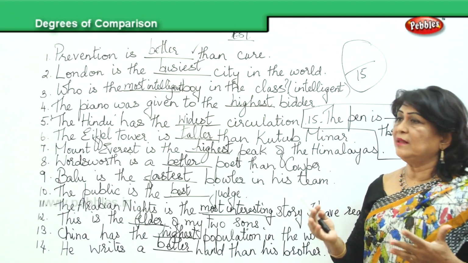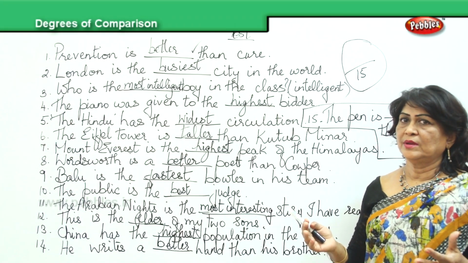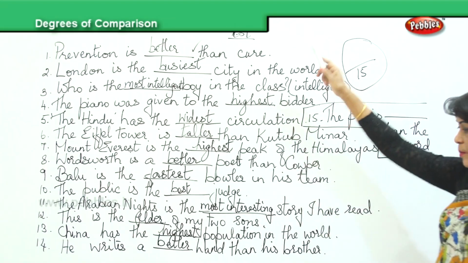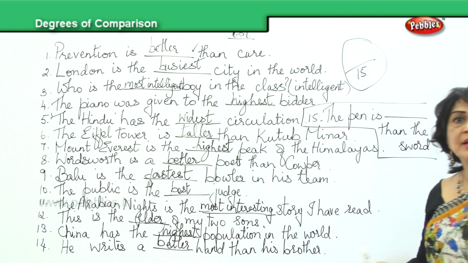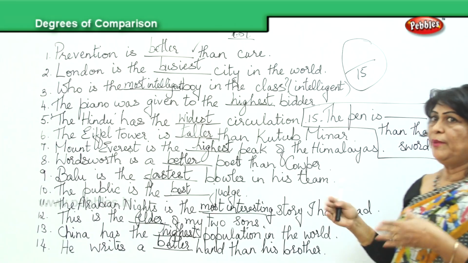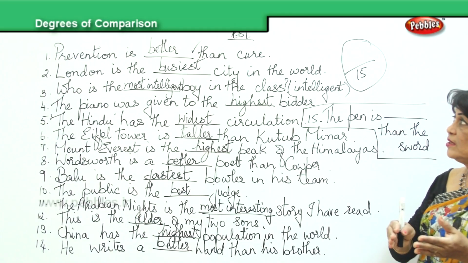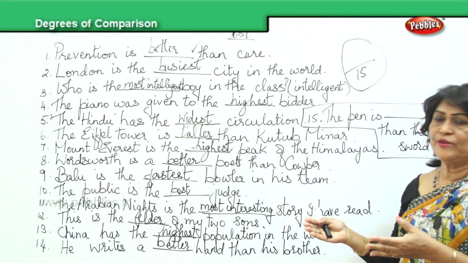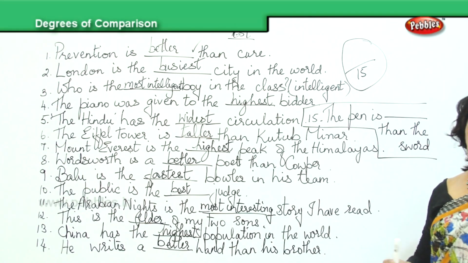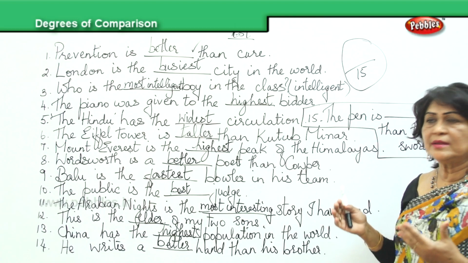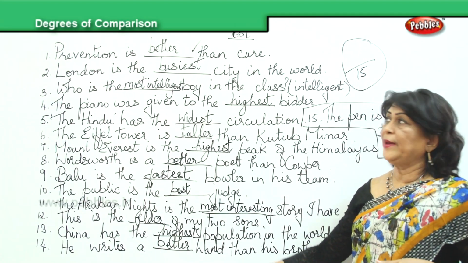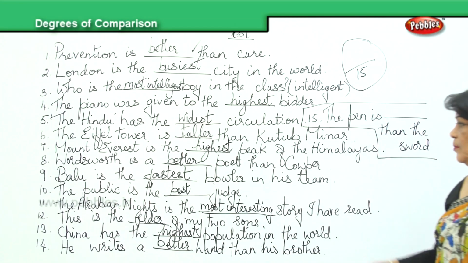Prevention is better than cure. That better and this better has two different meanings. It is better to prevent than to go in for a cure. But here he writes a better hand means it has a better writing. His handwriting is better than his brother.